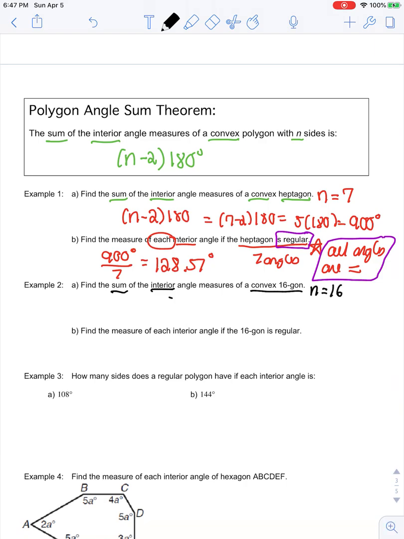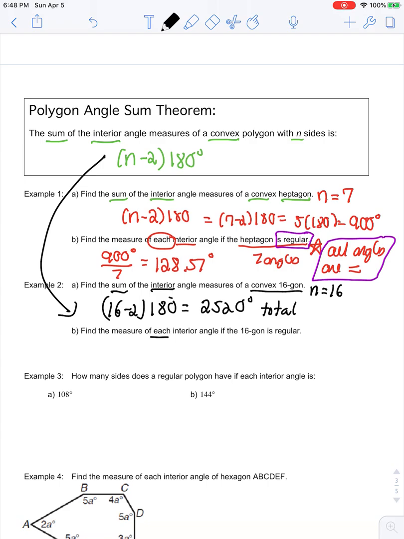Find the sum of the interior angles of a convex 16-gon. So without naming it, we do know that the number of sides is 16. Using our formula from above, 16 minus 2 times 180 is 2,520 degrees for our total. Keep in mind that is the total sum of the interior angles.